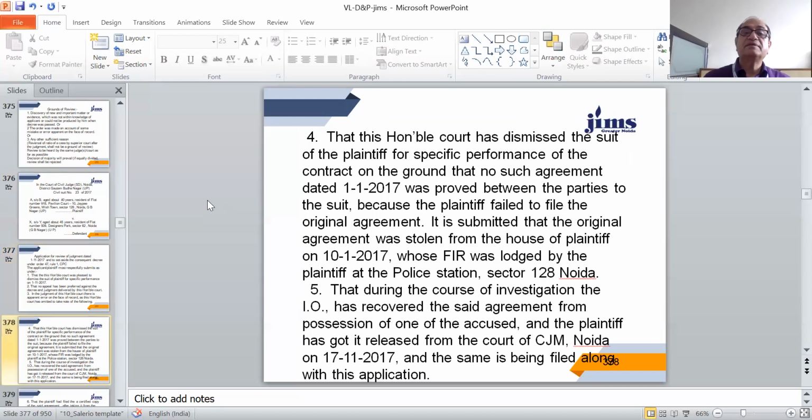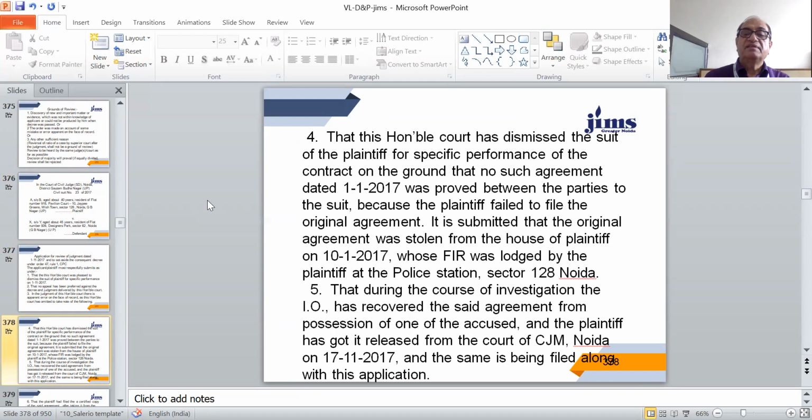What has the lower court omitted? Para 4. That this Honorable Court has dismissed the suit of the plaintiff for specific performance of the contract on the ground that no such agreement dated 1/1/2017 was proved between the parties to the suit, because the plaintiff failed to file the original agreement. It is submitted that the original agreement was stolen from the house of the plaintiff on 10th January 2017, whose FIR was lodged by the plaintiff at the police station Sector 128 Noida. Once the original agreement is stolen from my house, how can I produce it in the court? I cannot.